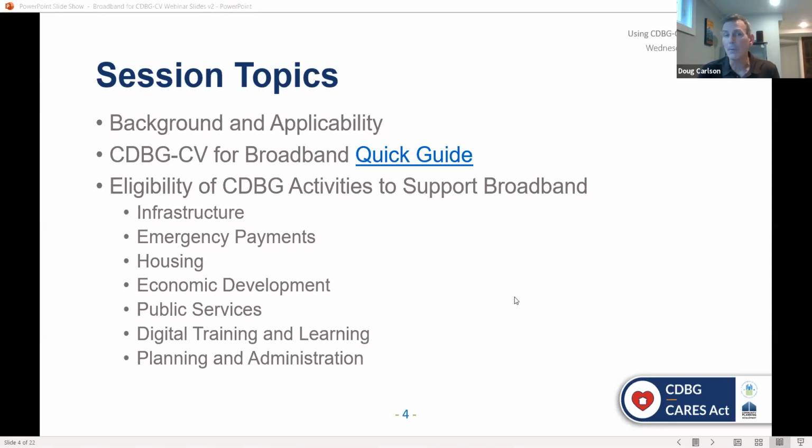to an economic development block grant activity under public services. As part of public services, we're going to talk a little bit about how you do digital training and learning with broadband and how you can qualify that as a public service. And then last but not least, we're going to talk a little bit about planning and admin with respect to how you categorize that with CDBG-CV.